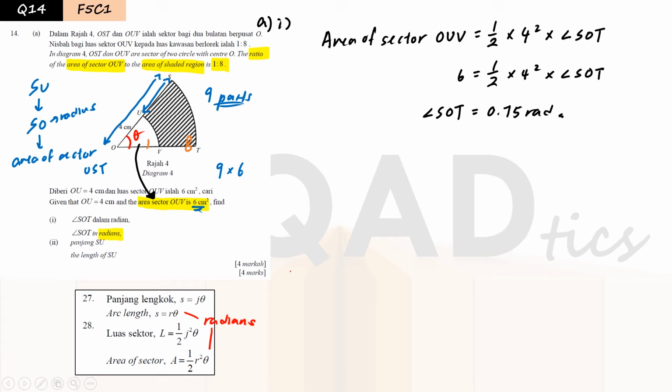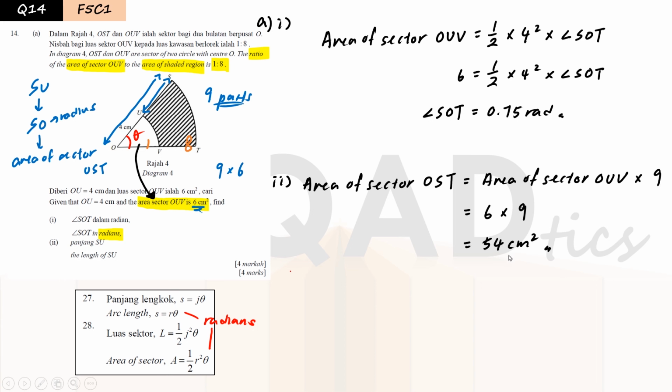9 times 6. Okay, so let's write out the workings. So area of sector OST, it would be 6, which is the area of the sector OUV, times 9. Right? Which is also 6 times 9, which would be 54 cm square. Alright, so we have found out the area of the sector already. So let's find out the length of SO by using the area of the sector formula here.